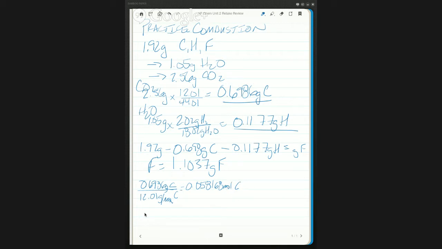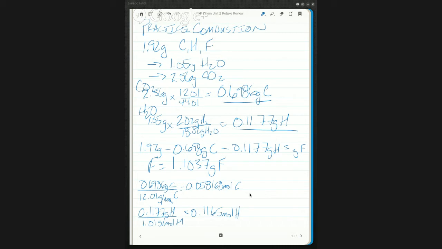And then for the hydrogen, I did 0.1177 grams of hydrogen divided by 1.01 grams per mole of hydrogen. 0.1177 divided by 1.01, and I get 0.1165 moles of hydrogen. Just looking at that, I think that's going to be 2 moles of hydrogen to 1 mole of carbon. We'll do the math to confirm, but I'm pretty sure that's the case.